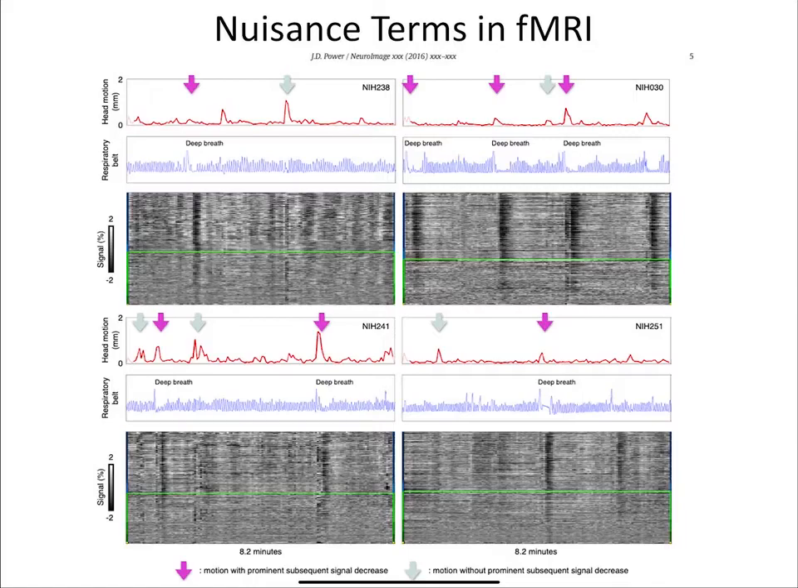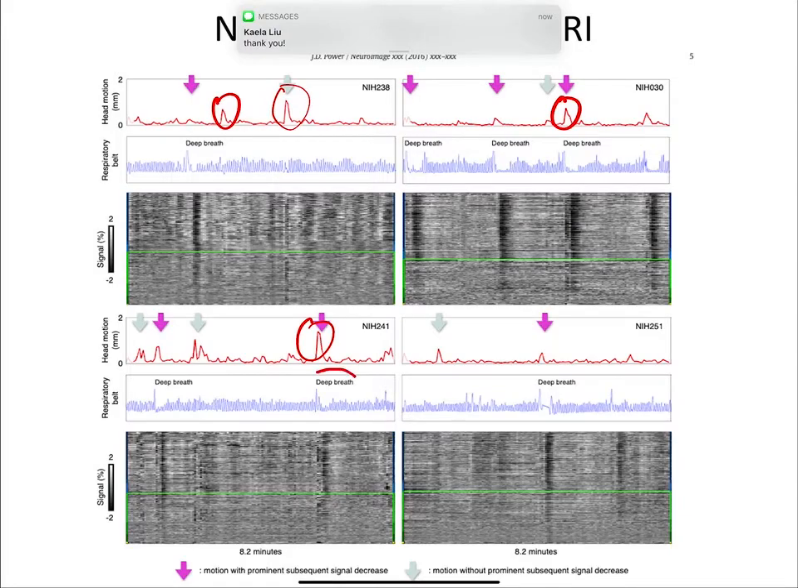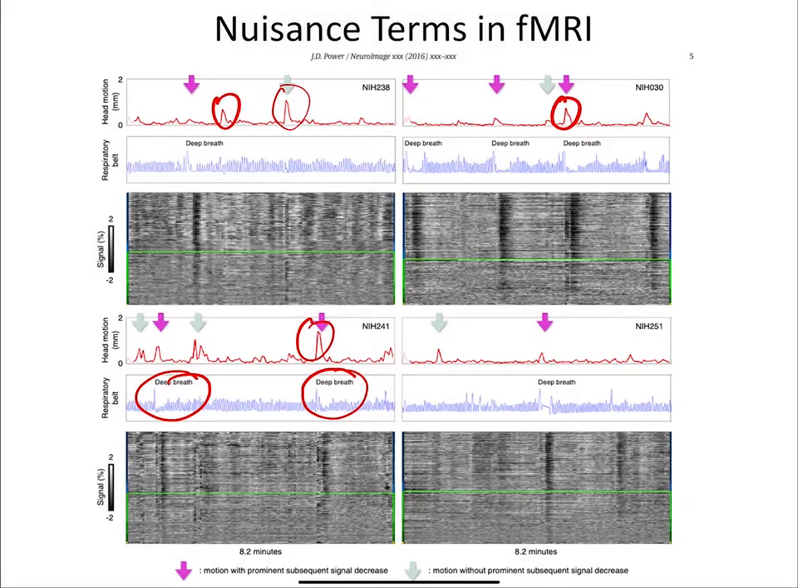This is one where the subject's moving a lot. This is a measurement of how much they're moving, and movement and breathing tend to be very correlated. So you're also seeing them taking deep breaths when they're moving, and you're seeing these very strong effects in the fMRI signal due to deep breaths, and here probably just mostly due to motion.